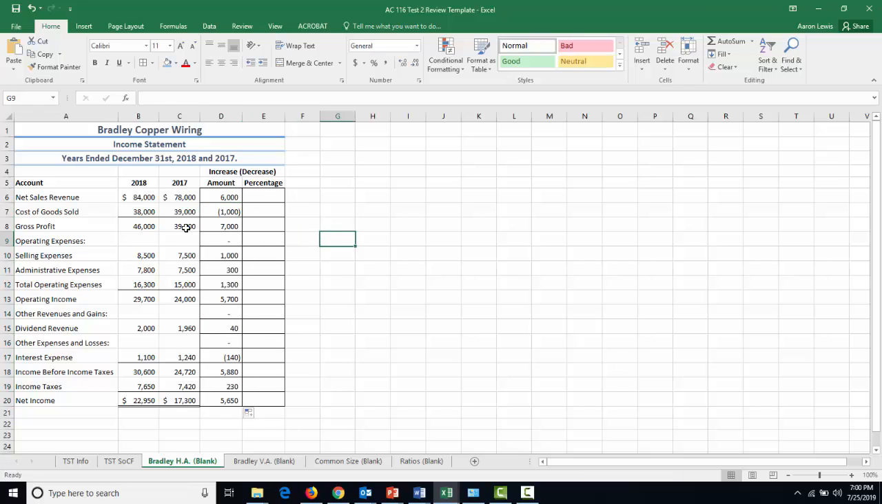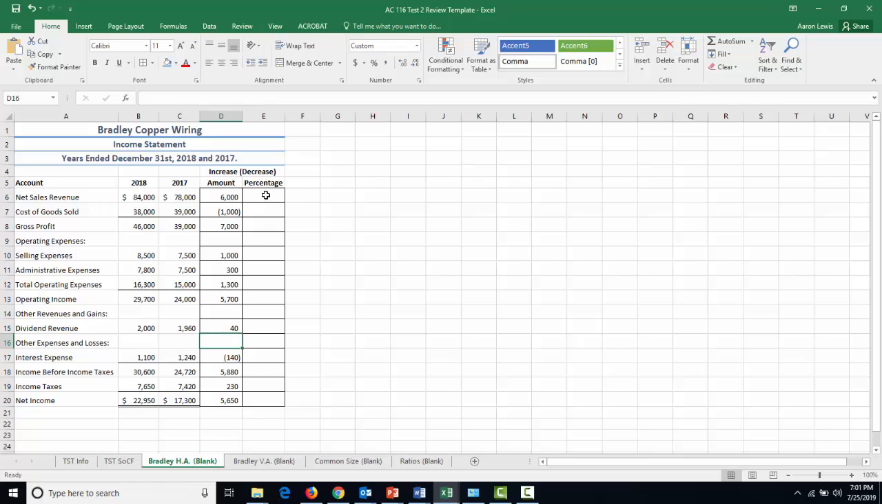Gross profit went from $39,000 to $46,000. That's an increase of $7,000. Selling expenses went from $7,500 to $8,500. It's an increase of $1,000. Everything here looks good. So we have all of our numbers filled in. You can go and delete the spots with the slashes really fast.